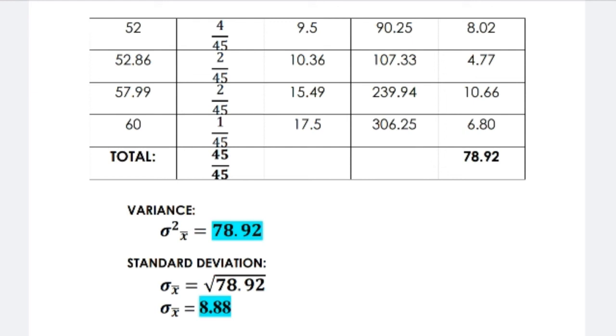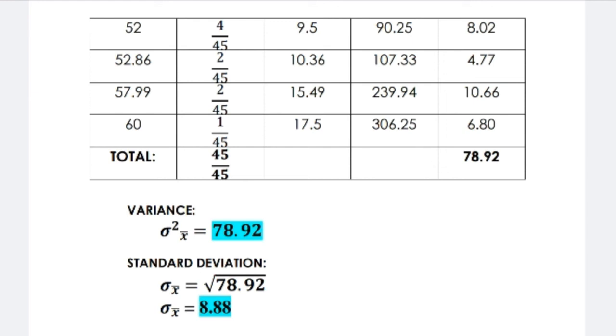And lastly, the sample mean 60 has a probability of 1 over 45. 60 minus 42.5 is 17.5. And the square of 17.5 is 306.25. 1 over 45 times 306.25 is 6.80.